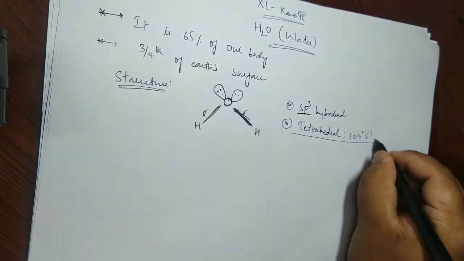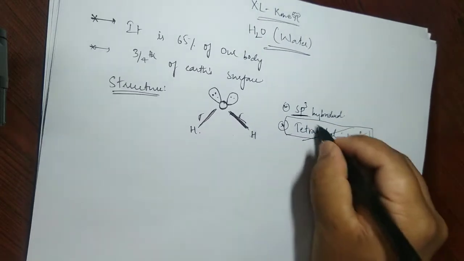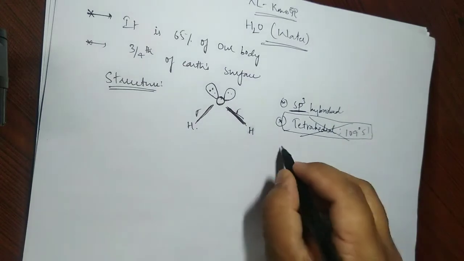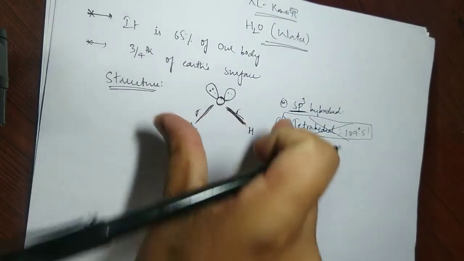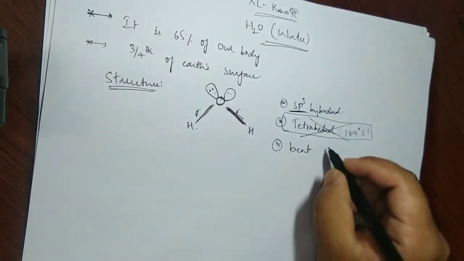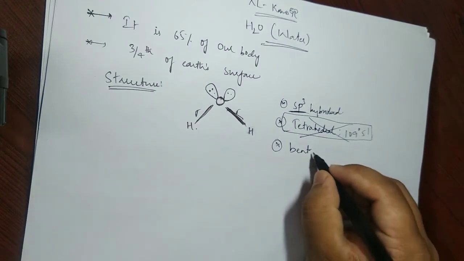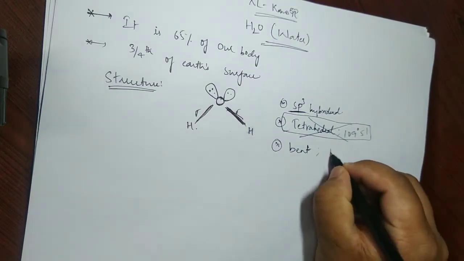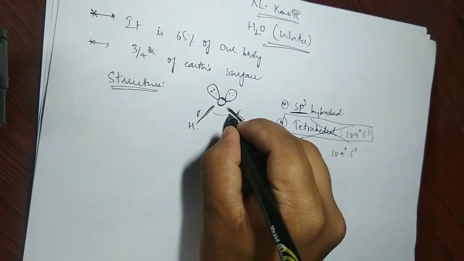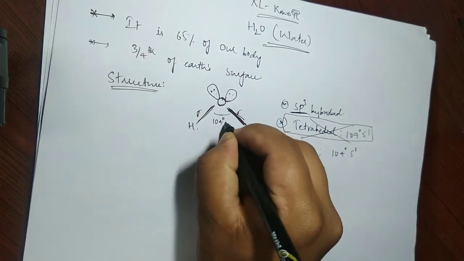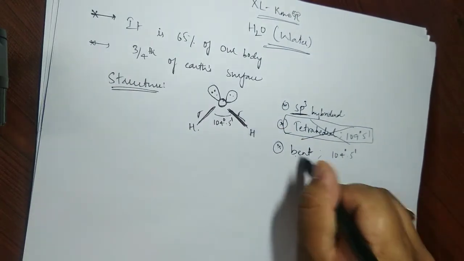But the water molecule, even though it is sp3 hybridized, will not be of this shape. It is basically of bent shape. You can see it very clearly. It is a little bent shape, or inverted V, or in some books V shape. So bent shape with a bond angle of 104 degrees 5 minutes. Now why is this the bent shape and 104?